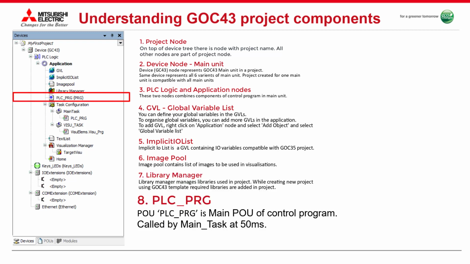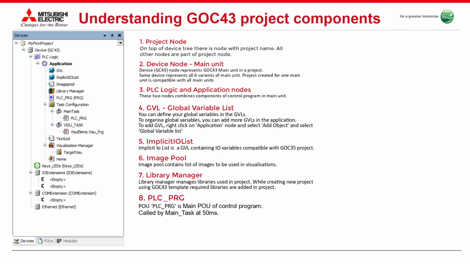POU, PLC_PRG, is main POU of control program. All other POUs should be called from this POU. POU PLC_PRG is executed by main task after every 50 milliseconds.